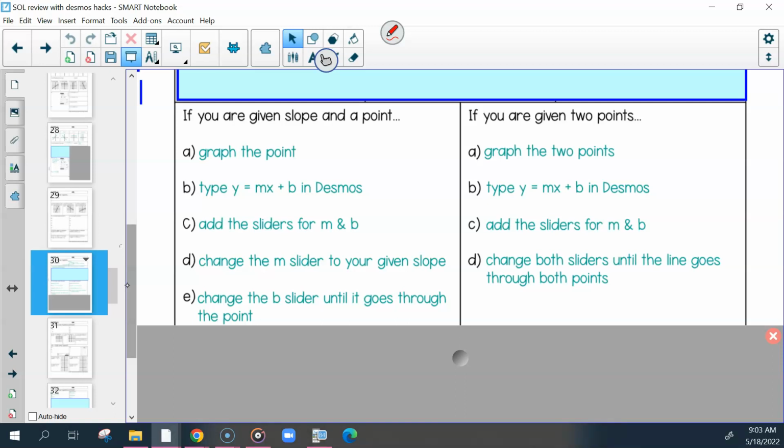Do we want to see any of 12 through 15 in Desmos? 11, 14, yes. Anyone still writing this down?